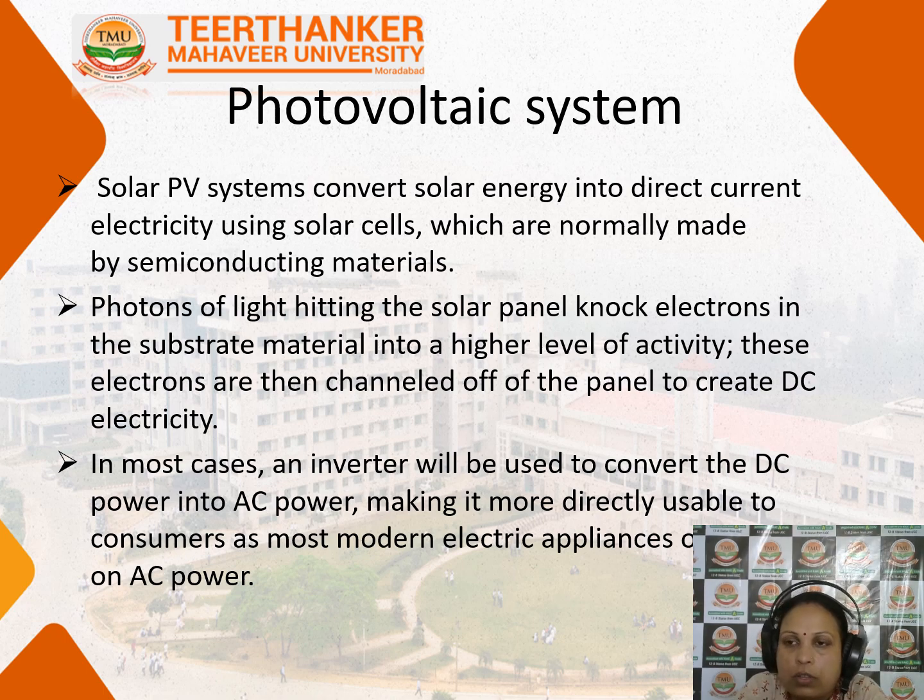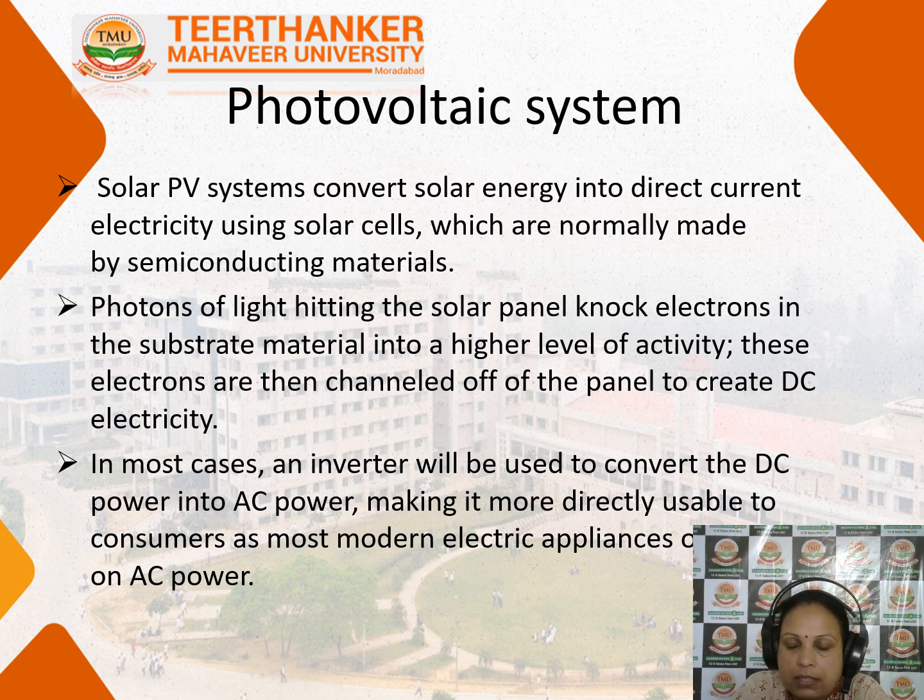It is made up of solar cells. Its smallest unit is the solar cell, and these solar cells are made up of semiconducting material. Now the photons of the light that hit the solar panels knock the electrons that are present in the semiconductor material into high energy activity. Now these electrons are channeled through the panel and they create the DC current.